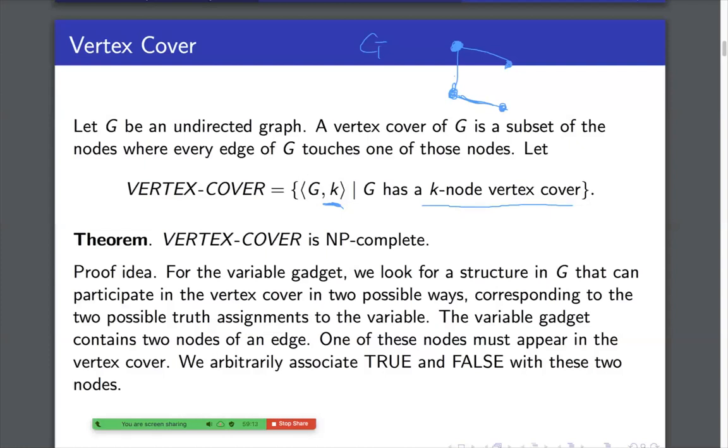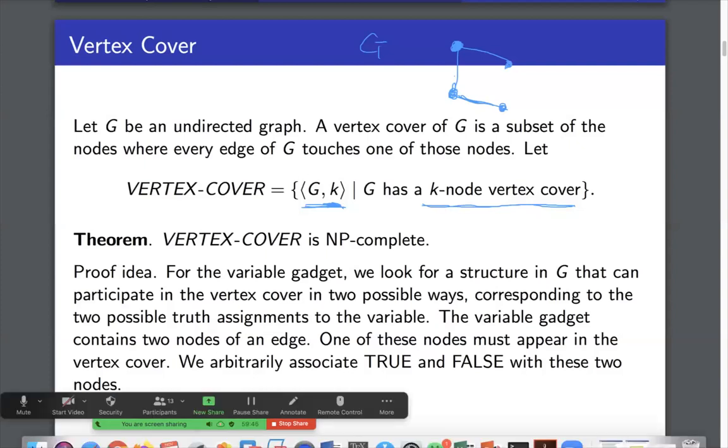So now let's look at vertex cover. You are given a graph G and a parameter k, which is a number. This instance of vertex cover is positive if this graph G has a vertex cover of size at most k, and that's called a k-node vertex cover. And this problem is NP-complete.